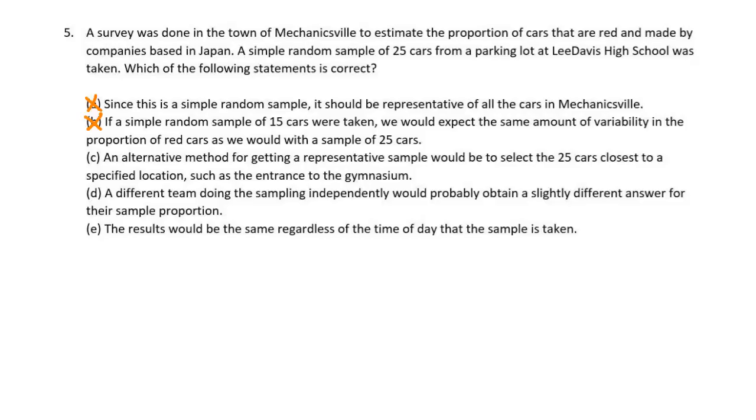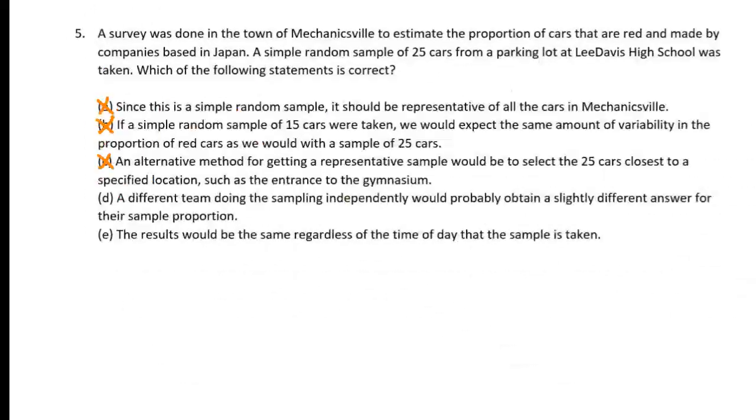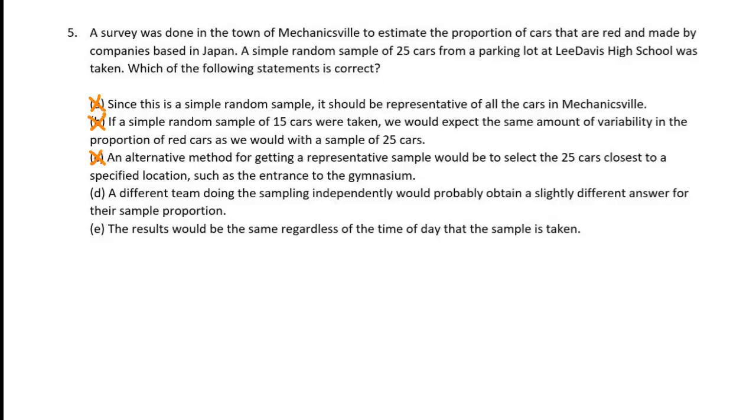An alternative method for getting a representative sample would be to select the 25 cars closest to a specified location, such as the entrance to the gymnasium. No, that'd be a convenience sample. We do not want to do stuff that is just convenient for the researcher. We want it to be representative, and that's why we use that random sampling technique. A different team doing the same sampling independently would probably obtain a slightly different answer for their sample proportion. Yes, that one is correct.